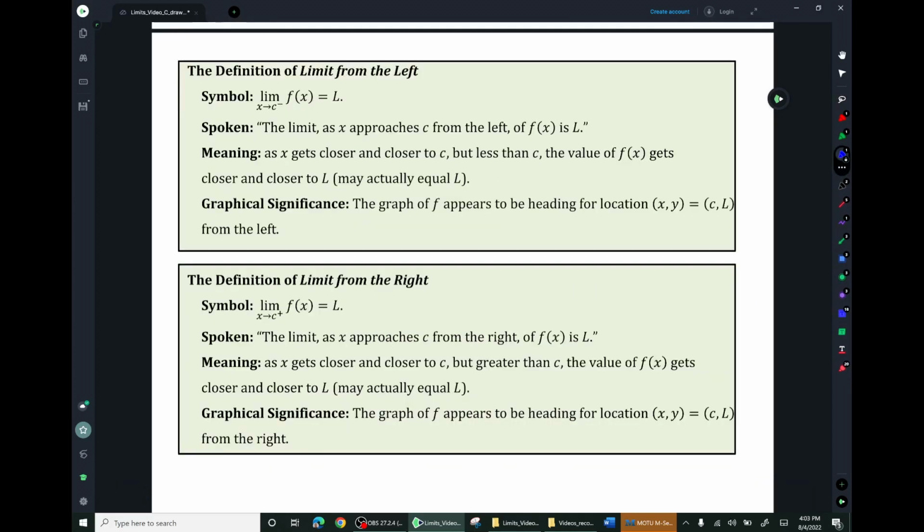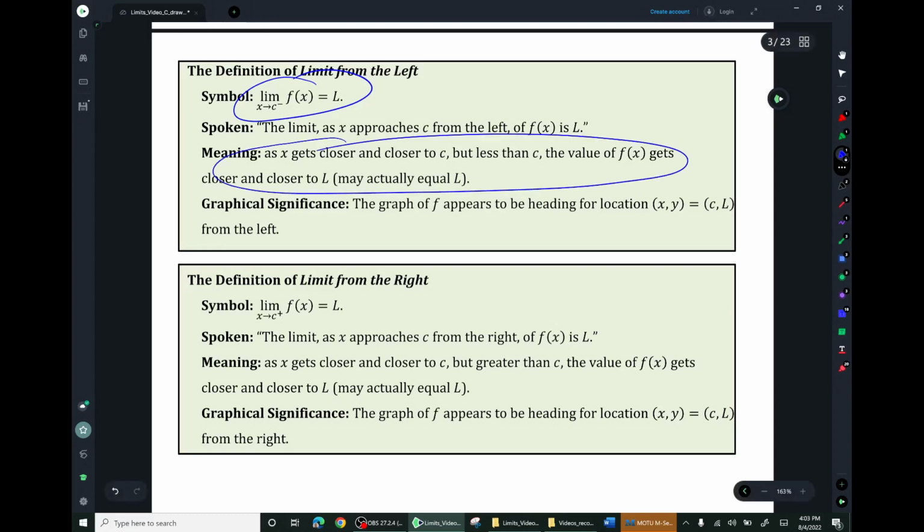In the current video, we'll also be dealing with limits from the left and right. Remember that this symbol, spoken the limit as x approaches c from the left of f of x equals L, means this. As x gets closer and closer to c but less than c, the value of f of x gets closer and closer to L, and may actually equal L. And remember the graphical significance. That means that the graph of f appears to be heading for the location (x, y) equals (c, L). That's that c and that L. It appears to be heading for that location from the left. And remember that there is an analogous definition for the limit from the right.